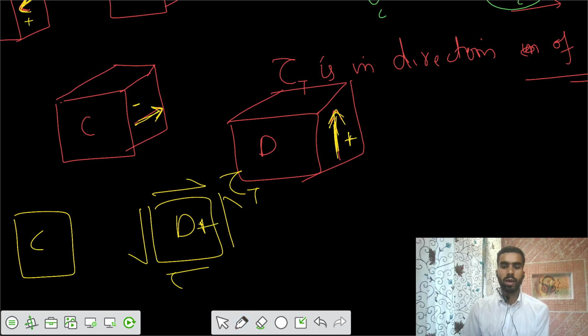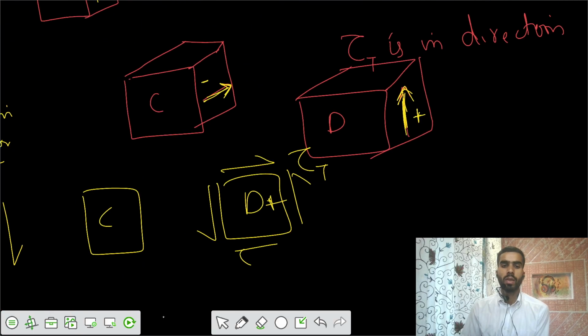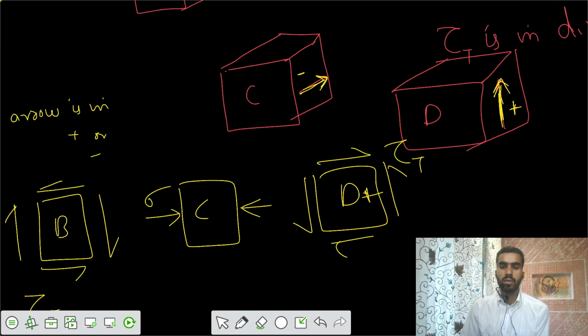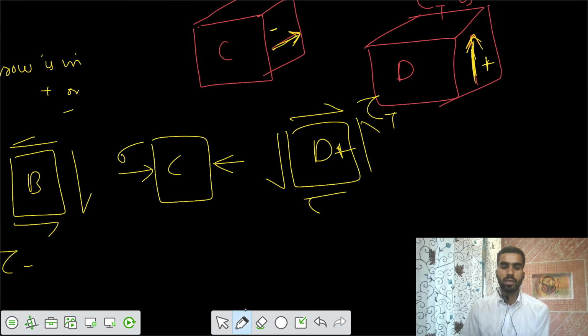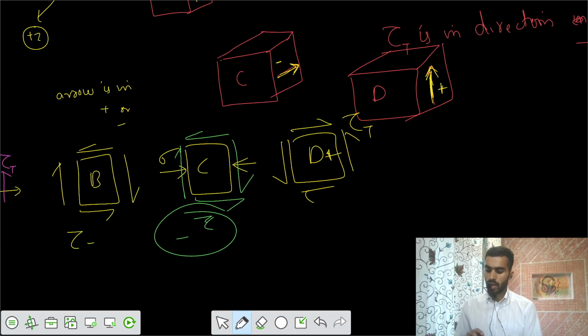And for the point C we have compressive stress of minus 32 M by pi d cube. So sigma for the point C is minus sigma, that's negative. And we have some shear stress that's also negative shear stress. This is your minus tau. So we got the general configuration.